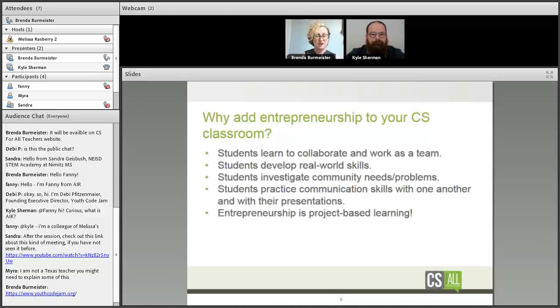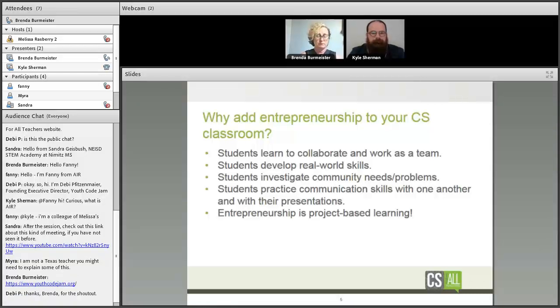So let's just start with sort of why to add entrepreneurship to your computer science classroom. It's a really great way to get students to collaborate and learn to work as a team. Obviously, those are the soft skills that careers are looking for. Students are developing real-world skills. They're investigating community needs and problems, which, at this age, is really wonderful to get them engaged and advocate for things that they're interested in. And they get to practice communication skills with one another as well as during their presentations. Entrepreneurship really is project-based learning, all in that package. So I know a lot of districts are really pushing for that project-based learning. It might be a super easy way to get that ball rolling.